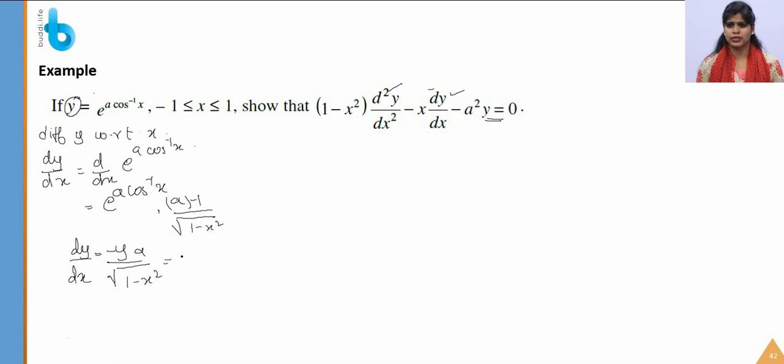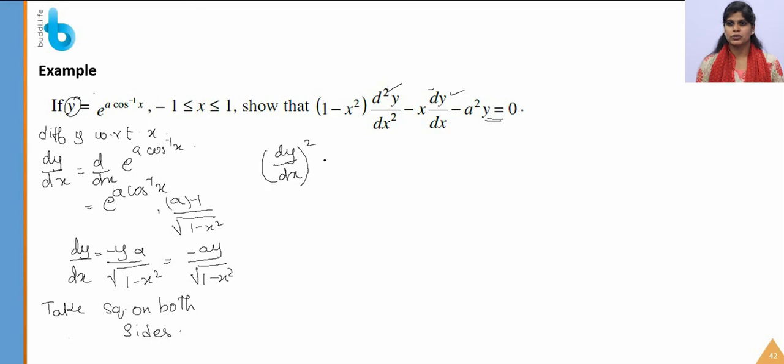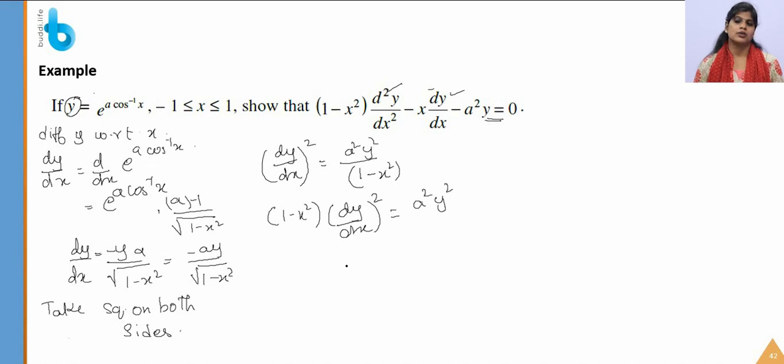This is the first order derivative. You can also write it as minus ay into root of 1 minus x square. Okay, now take square on both the sides. So dy by dx the whole square is equal to a square y square by 1 minus x square. Okay, take this to the other side. 1 minus x square into dy by dx the whole square equal to a square y square.